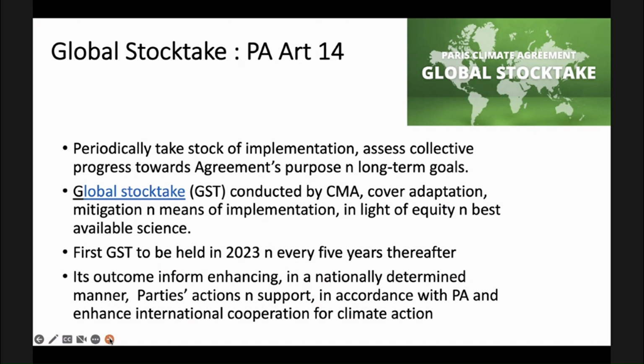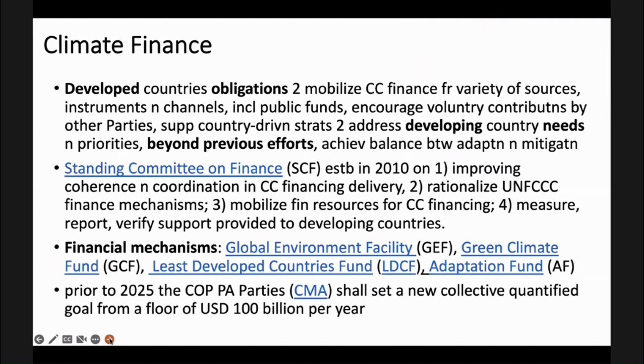Next slide. Climate finance is recognized as important, and developed countries are obliged to mobilize climate finance from a variety of sources, instruments and channels, including public funds. We also encourage voluntary contributions by other parties, support country-driven strategies to address developing country needs and priorities, well beyond previous efforts because they are inadequate.